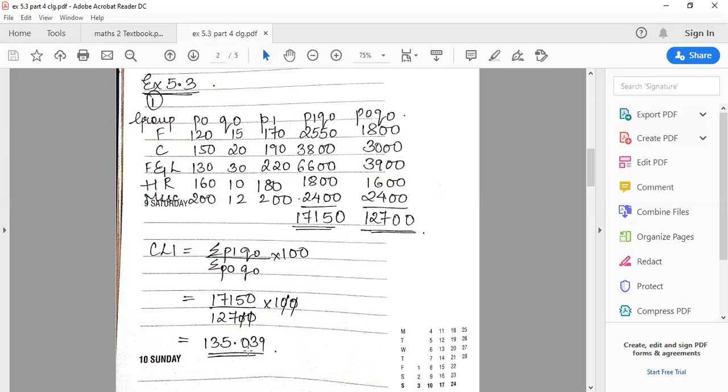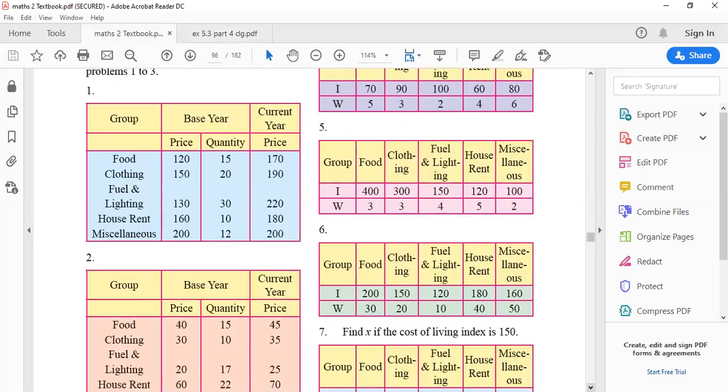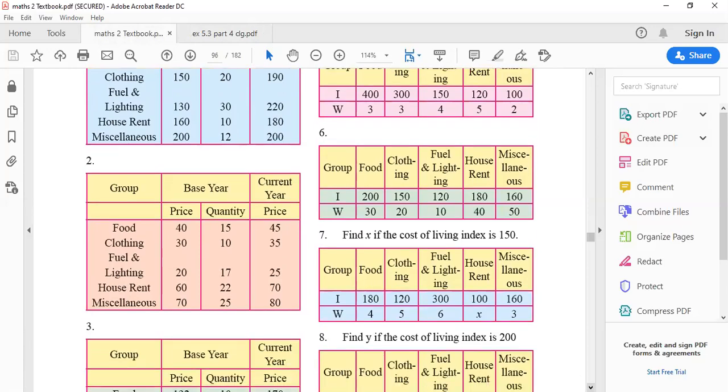So you will get the answer to be as 135.039. So that is the final answer and the first sum is over. So followed how to do the first sum. So you can pay attention to sum number 2 as well.